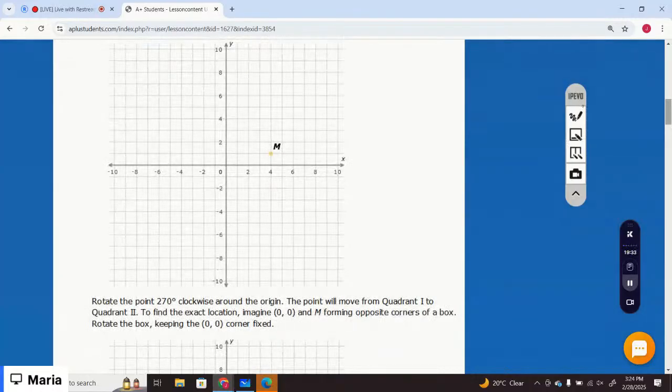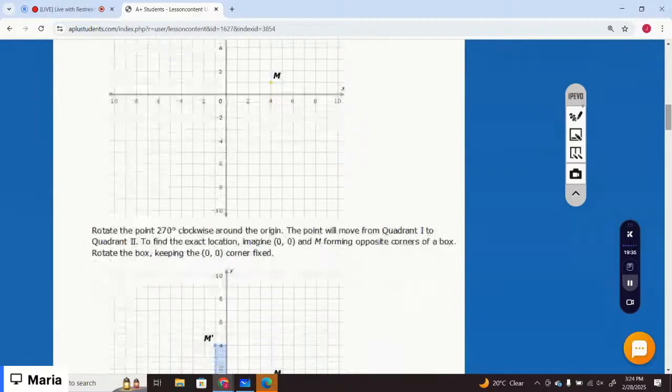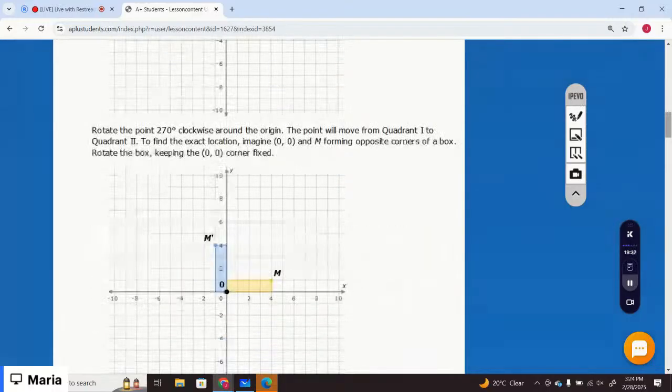That is the point. You have to rotate the point 270 degrees clockwise. The point will move from quadrant 1 to quadrant 2. To find the exact location, imagine (0, 0) and M forming opposite corners of a box. Rotate the box keeping the (0, 0) corner fixed. This is the fixed corner. You just have to move this point over here.